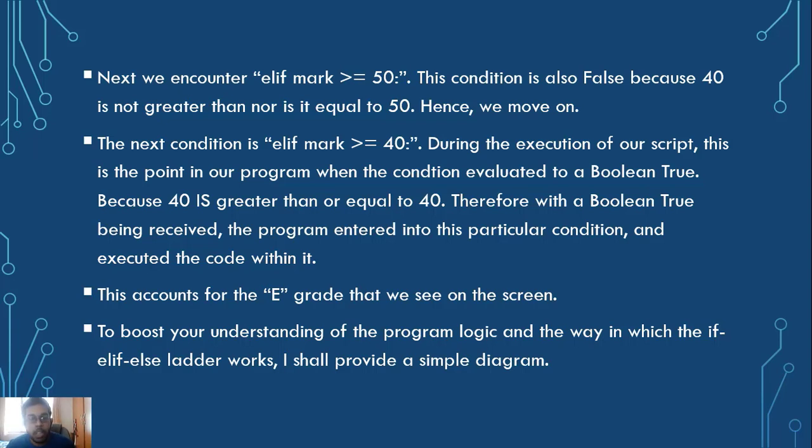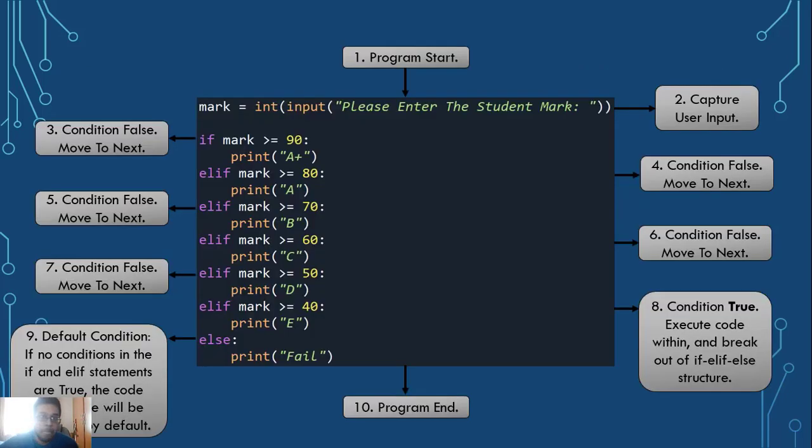To boost your understanding of the program logic and the way in which the if elif else ladder works, I shall provide a simple diagram. Number 1, program start. Number 2, capture user input. Number 3, condition false, move to next. Number 4, condition false, move to next. Number 5, condition false, move to next. Number 6, condition false, move to next. Number 7, condition false, move to next. Number 8, condition true. Execute code within and break out of if elif else structure.